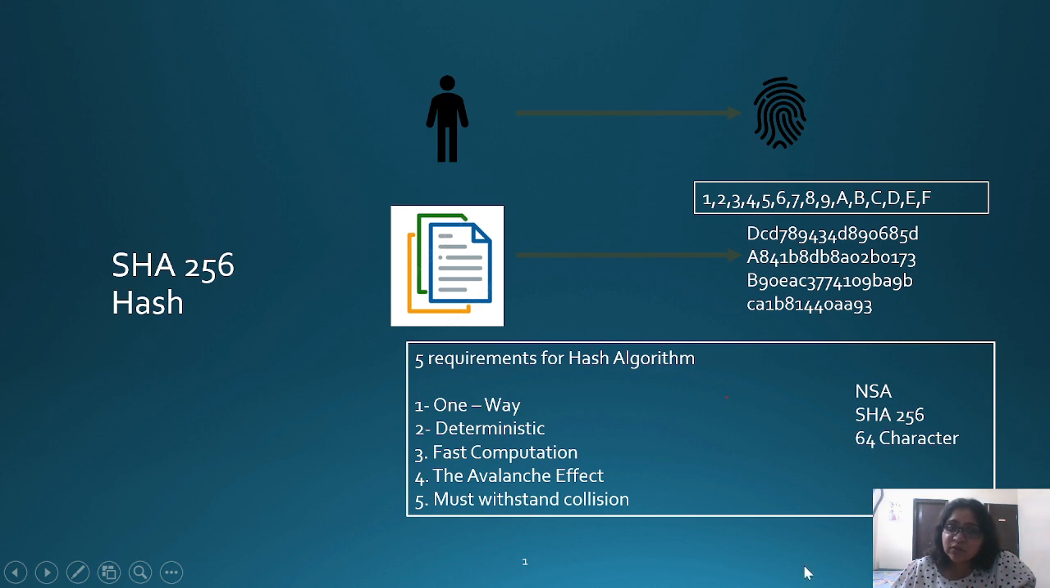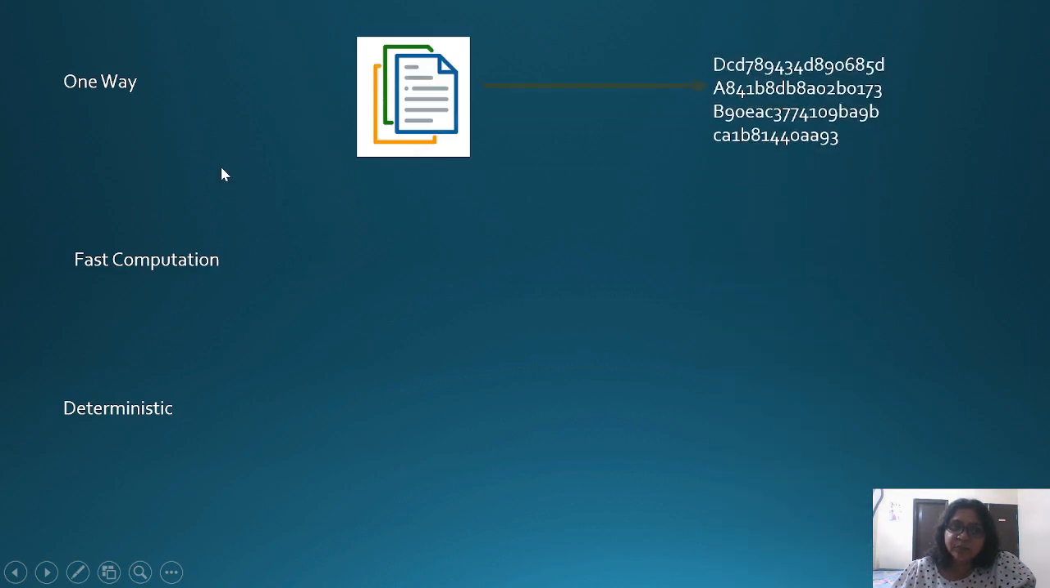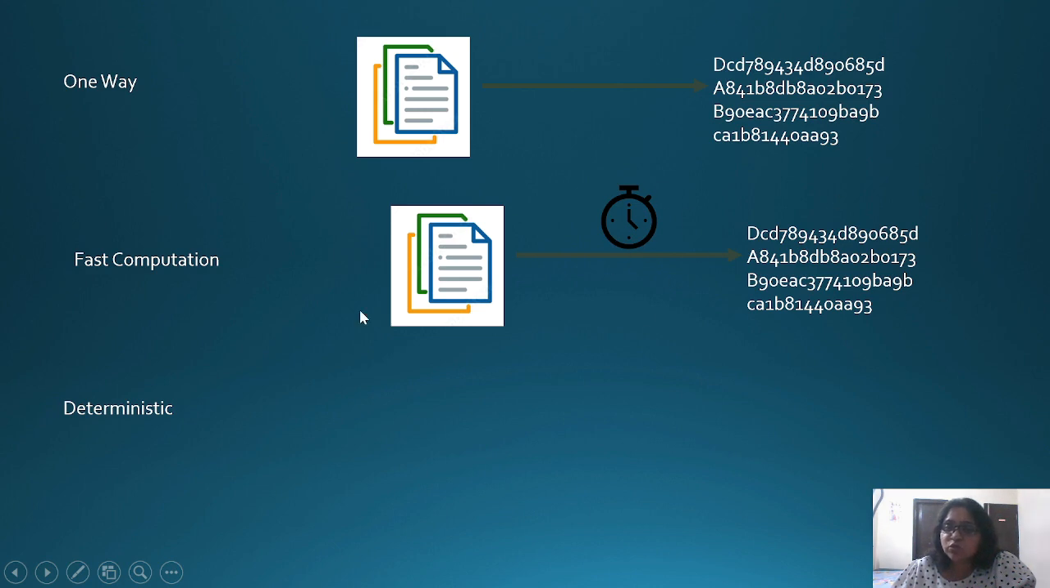This secure algorithm works on 5 things: one way, deterministic, fast computation, avalanche effect, and must withstand collision. I'll explain all of these one by one. One way: a document is created and has a hash value, but it cannot go back. You cannot trace from this hash to the particular document, but the document has a hash value. This is clear? Coming to fast computation, it is very fast. It gives you the hash in a fraction of a second.